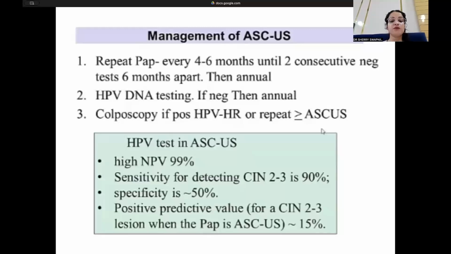In case of ASCUS, a repeat Pap should be done every 6 months, until 2 consecutive negative tests. HPV DNA testing should be done annually, or if it is negative, then we can omit it. In case of positive findings, if ASCUS is positive and HPV is positive, then we should go for colposcopy. And after colposcopy, the biopsy should be taken from the highlighted area and sent for histopathology.